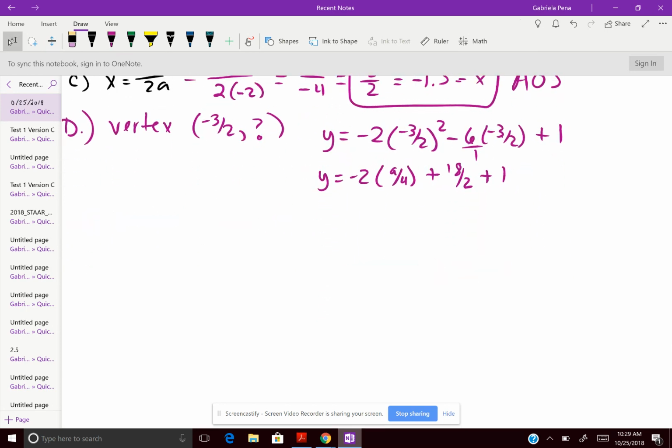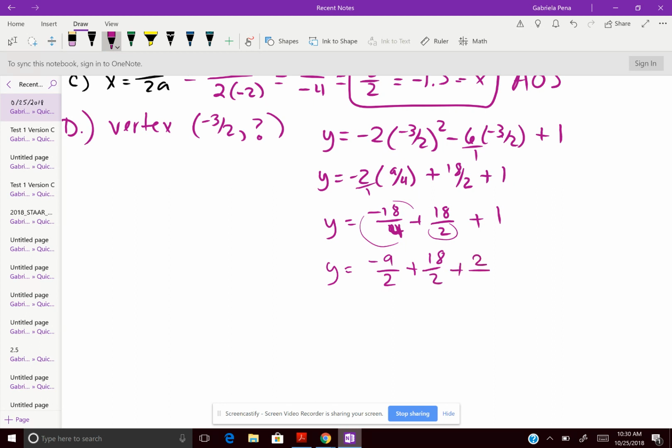So yes, it's fractions, but it's not like, ugh. Now here I can multiply the top with the top. What's -2 times 9? -18 over 4 plus 18 over 2 plus 1. Now, in order for me to be able to combine these, I have to have the same what? Denominator. Now, I know we might think, hey, let's change this to a 4, but can I reduce this? You change it to -9 over 2 plus 18 over 2 plus 2 over 2.